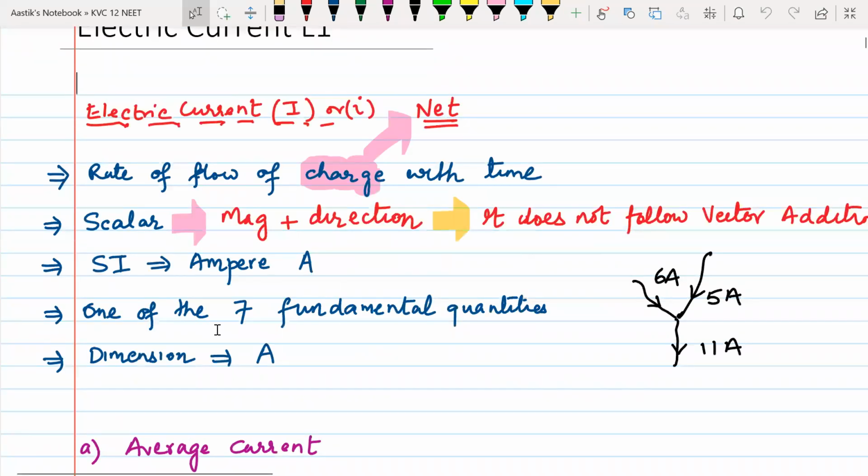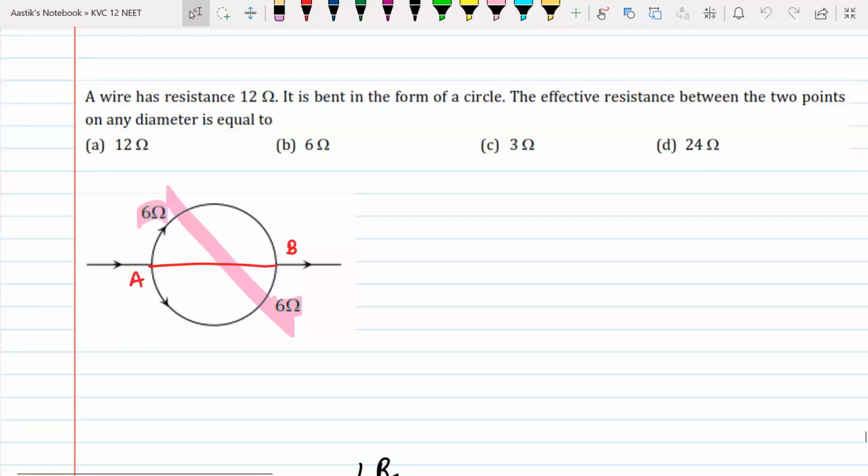Sir, can you explain the last question again? What's wrong with the last question? Sir, I didn't understand how did you get R1 and R2. You did not understand how I got R1 and R2. Did you understand the question that was before that? Yes, sir. How did I get R1 and R2 there? Tell me.